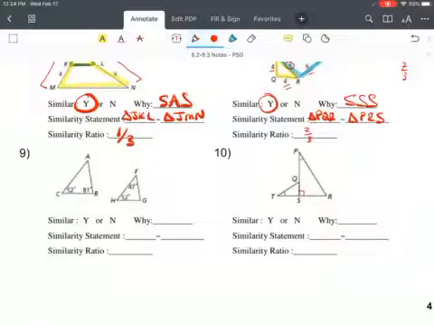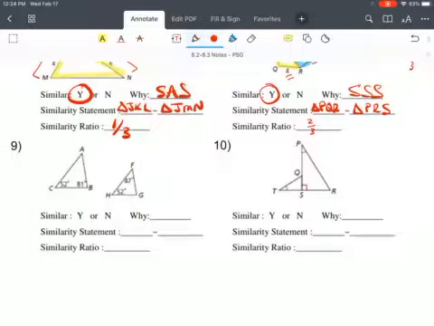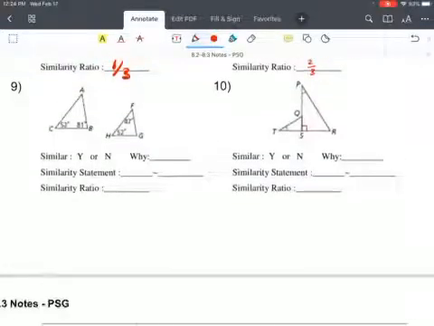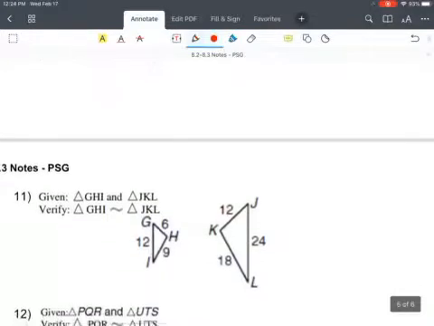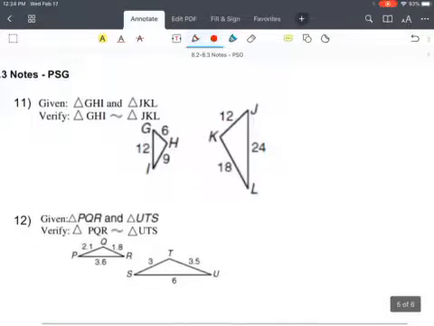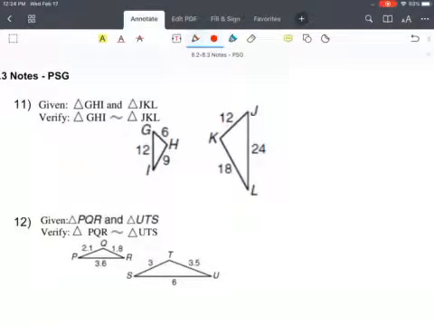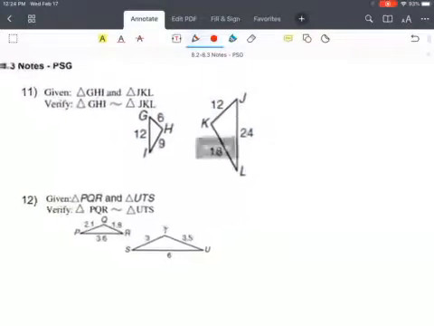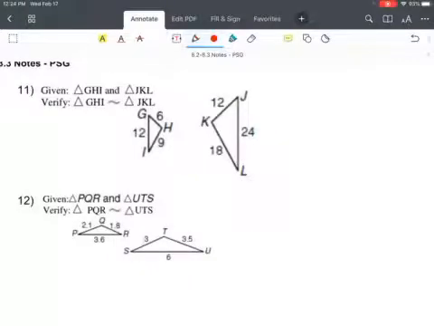Go ahead and do 9 and 10, and then you'll enter those answers. So pause the video and solve 9 and 10. Same thing here. Pause the video and solve numbers 11 and 12. Verify that they are similar to each other. Remember, take the smallest side of one to the smallest side of the other.